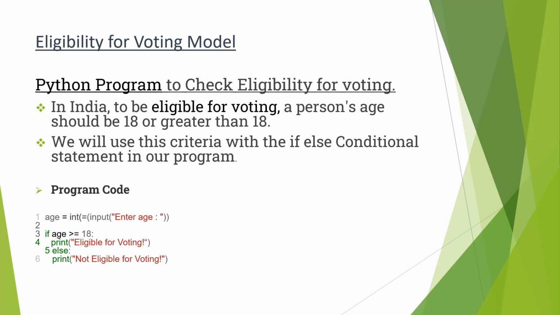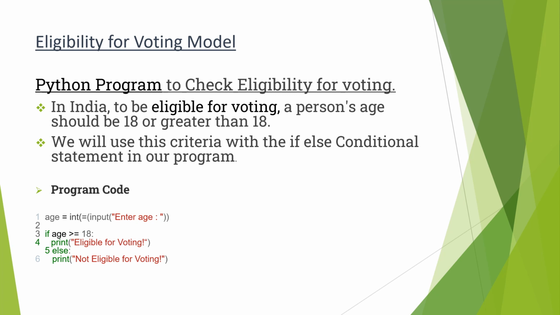So in India, to be eligible for voting, a person should be 18 or greater than 18. Everyone knows the Constitution of India has a limit from 18 years. After 18 years, everyone can vote by having a voter ID. For this, we will use this criteria with if else conditional statements in our program. This program checks who is eligible for voting and who is not eligible for voting.